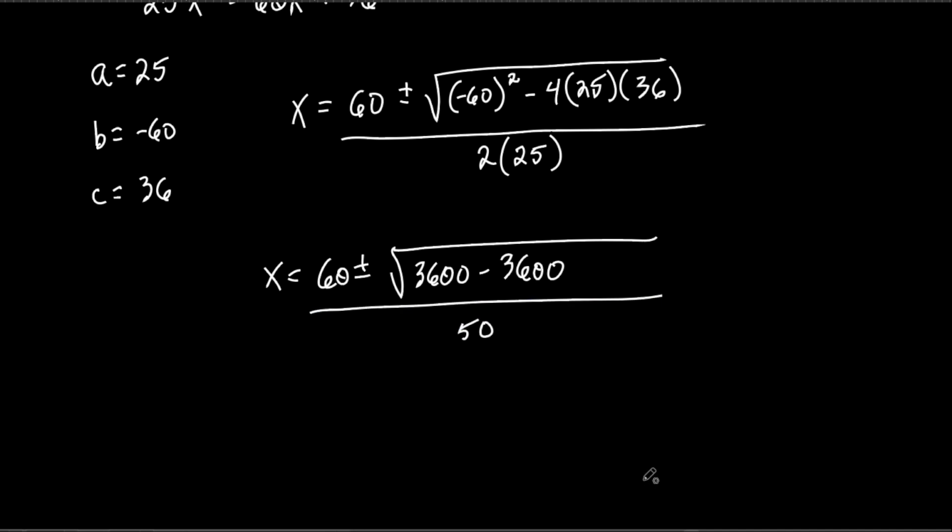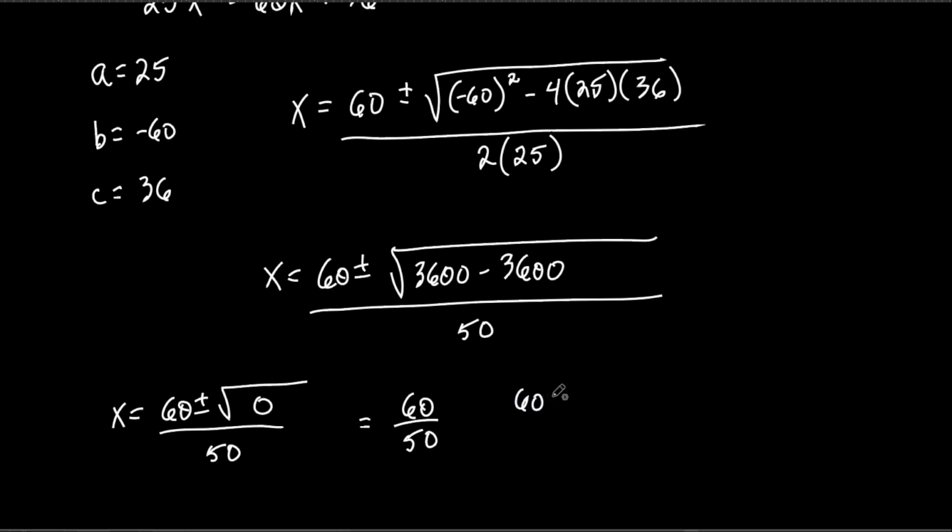We good? So let's keep going. x equals 60 plus or minus the square root. What's going to be inside of this? 0, over 50. Everybody see that? Yeah. Now it's 60 plus 0, which is 60 over 50. Agreed? Yeah. And then it's also 60 minus 0, but it's still going to be 60, isn't it?